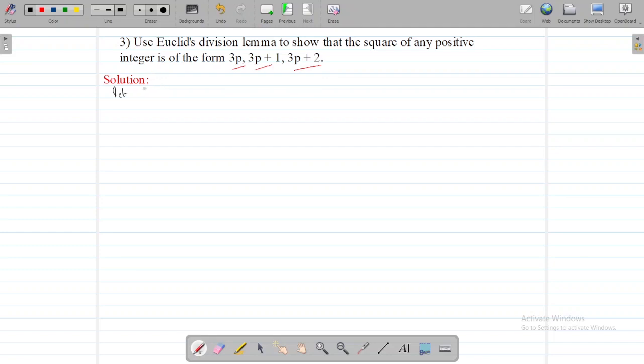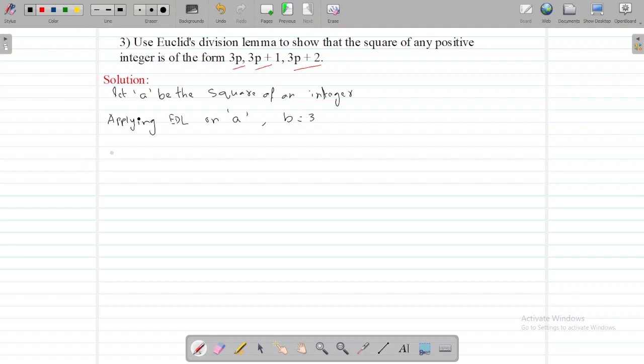Let a be the square of an integer. So now when you are applying Euclid's division lemma on a, here you have to remember b is equal to 3.